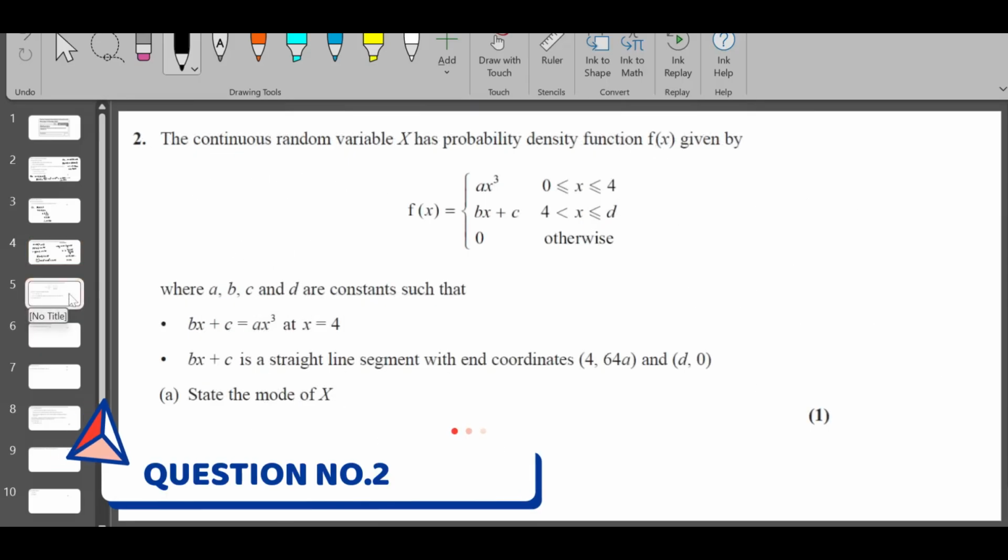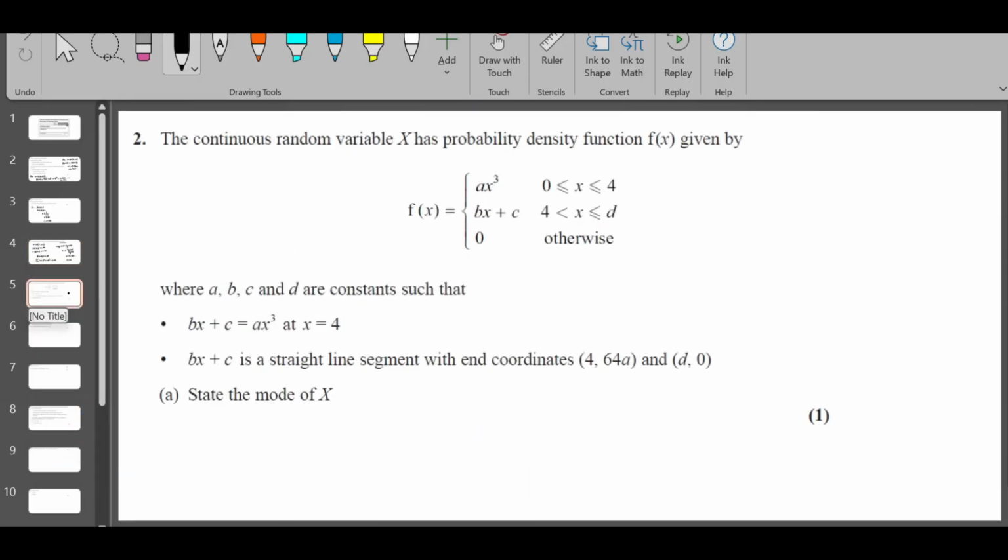Question number 2 now. We have a PDF given. f of x is ax cubed from 0 to 4, and bx plus c from 4 to d, where a, b, c, d are constants. These two functions are equal at the point 4, and then the straight line bx plus c passes through these 2 points.